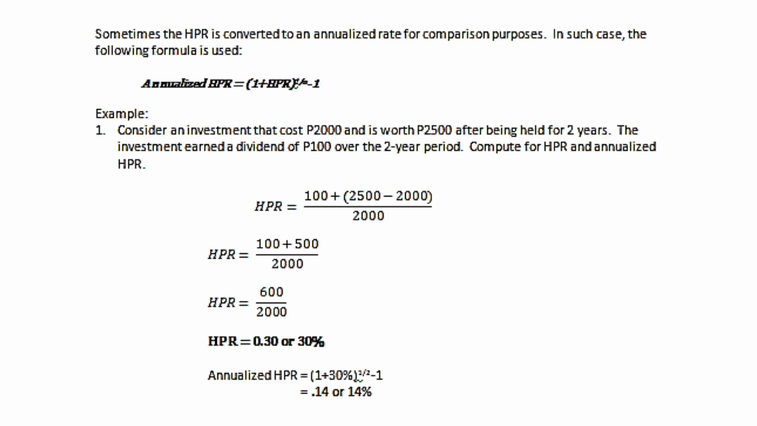In a slide presented earlier, we mentioned that the HPR is annualized to determine the rate of return for every year. Sometimes the HPR is converted to an annualized rate for comparison purposes, and the formula is the quantity of 1 plus HPR raised to 1 over n, minus 1. 1 is constant, and n refers to the number of years.